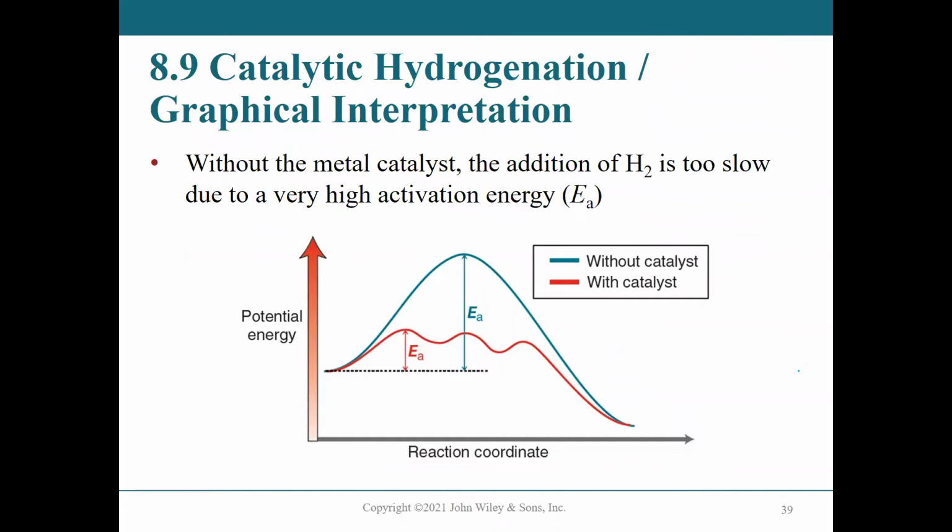Okay, so the catalytic hydrogenation. What is the role of the metal? What the metal really does is reduce the activation energy. You can see here how the activation energy is really, really high in value. But once you use the catalyst, which is Pd, Pt, all those transition metals, that energy gets greatly reduced. Why? Because it changes the mechanism of the reaction.